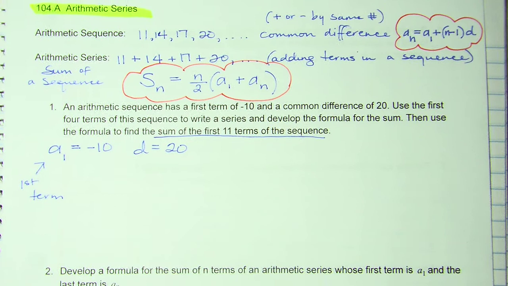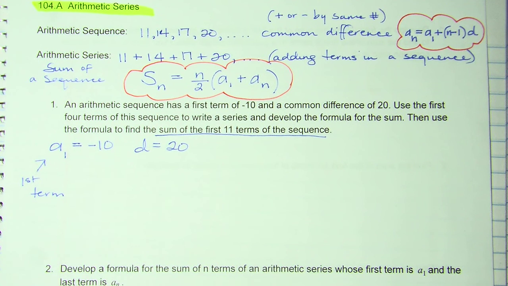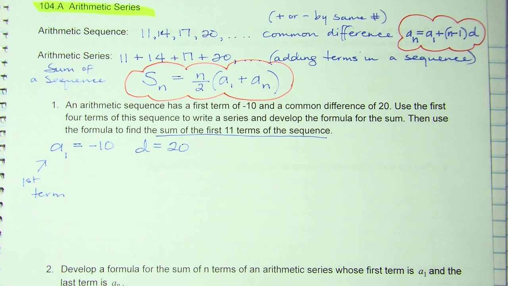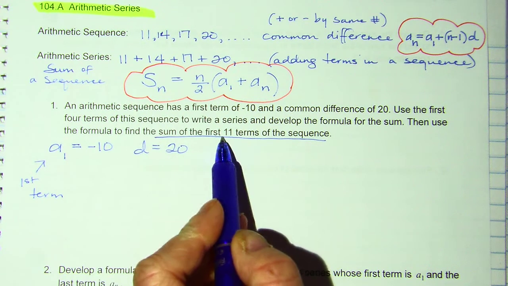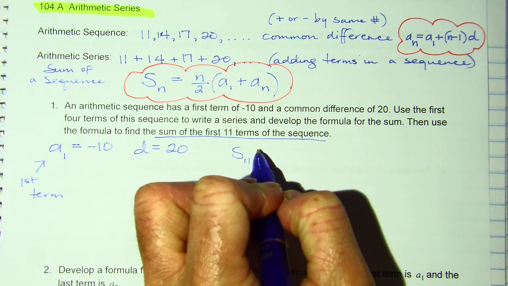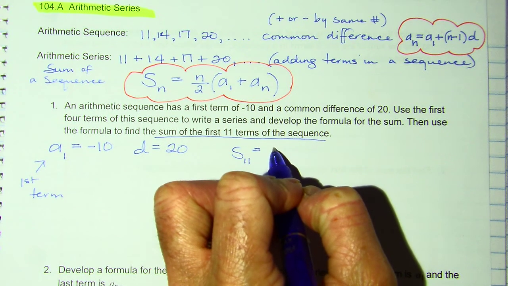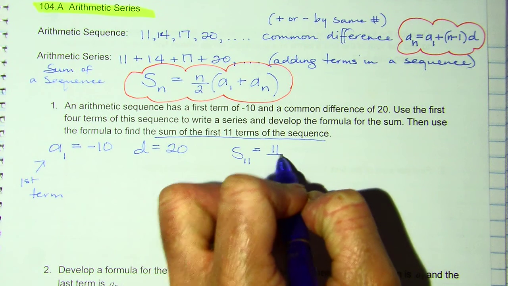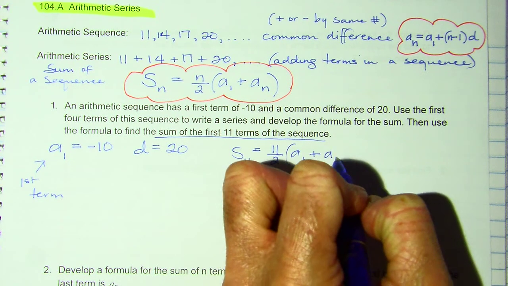All right, so first of all, I'm going to use the first 4 terms, right? If I know the common difference, then it's going to be super easy to find the terms. So if I'm going to find the sum of the first 11 terms, it would look like this. The sum of the first 11 terms equals n, which in this case would be 11, over 2 times A1 plus A11.